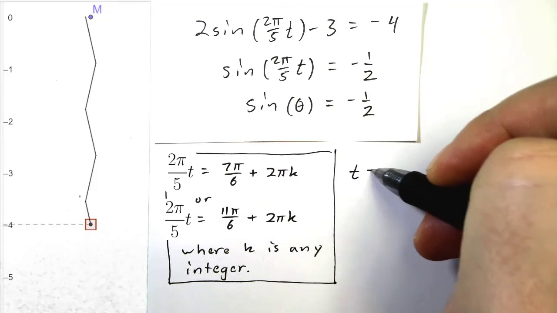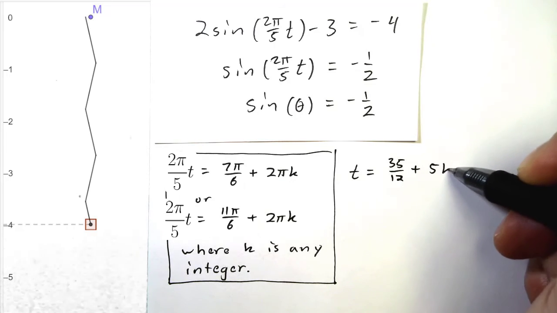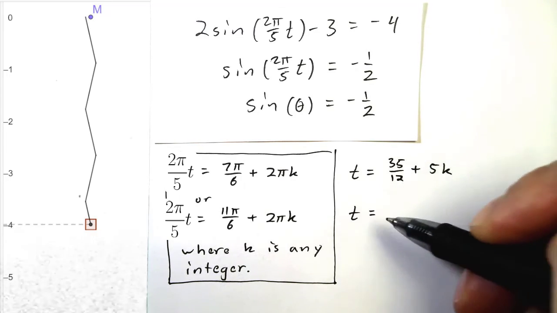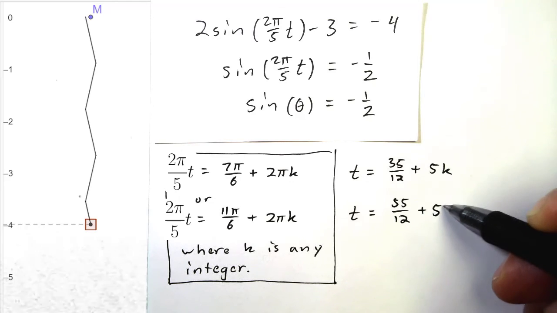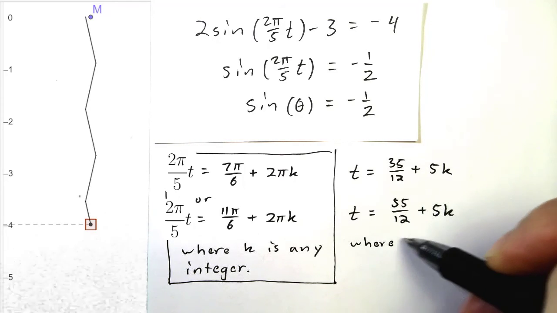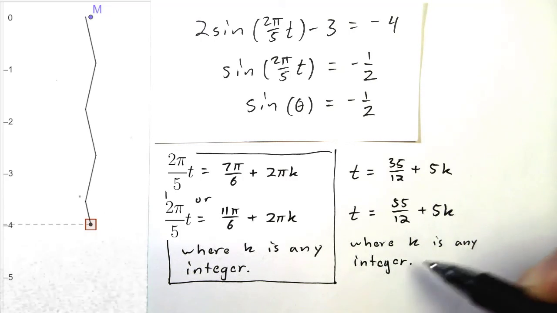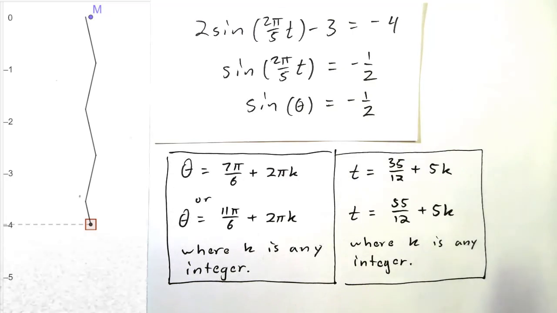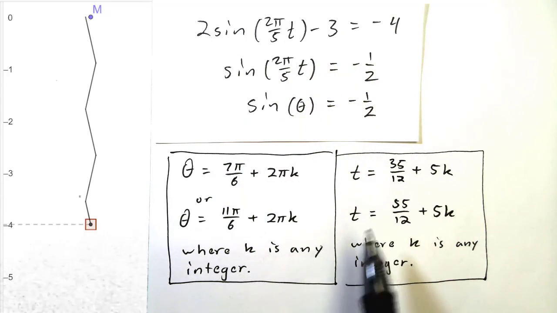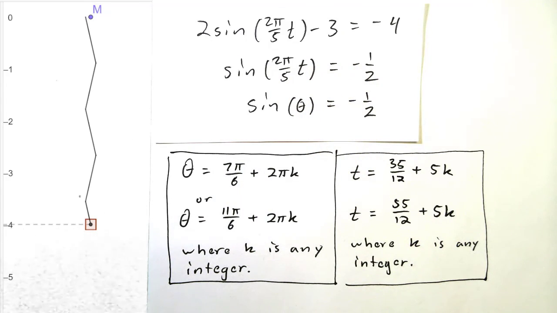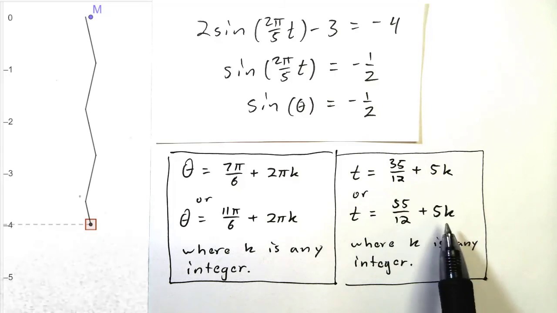So what I get here is t equals 35 over 12 plus 5k. And for this one, I get 55 over 12 plus 5k. And again, k is any integer. And so this is how I describe the set of all solutions to this problem up here. These are the times when the spring is going to be at position -4. And really, I should put an or in between these, because t could be this or this.